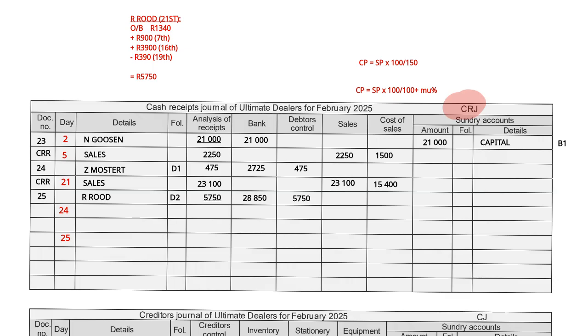Transaction number 24 is the next CRJ transaction. It reads, cash sales of merchandise according to the cash register roll 11730 after 8% discount was given. So we know that CRR is our document number. It's going to be a sale, but this time we first have to record, we have a calculation that we need to perform. So let's go and do that.